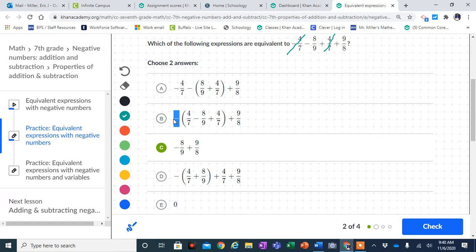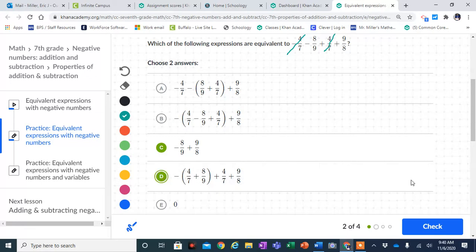Here's the negative sign. So that negative sign would make this a negative, which is true. It would then make this a positive though, and that's supposed to be a negative. So the answer is not B. This negative would make this become a negative. It would make this become a negative. This stays a positive and this stays a positive. So the answer is D.